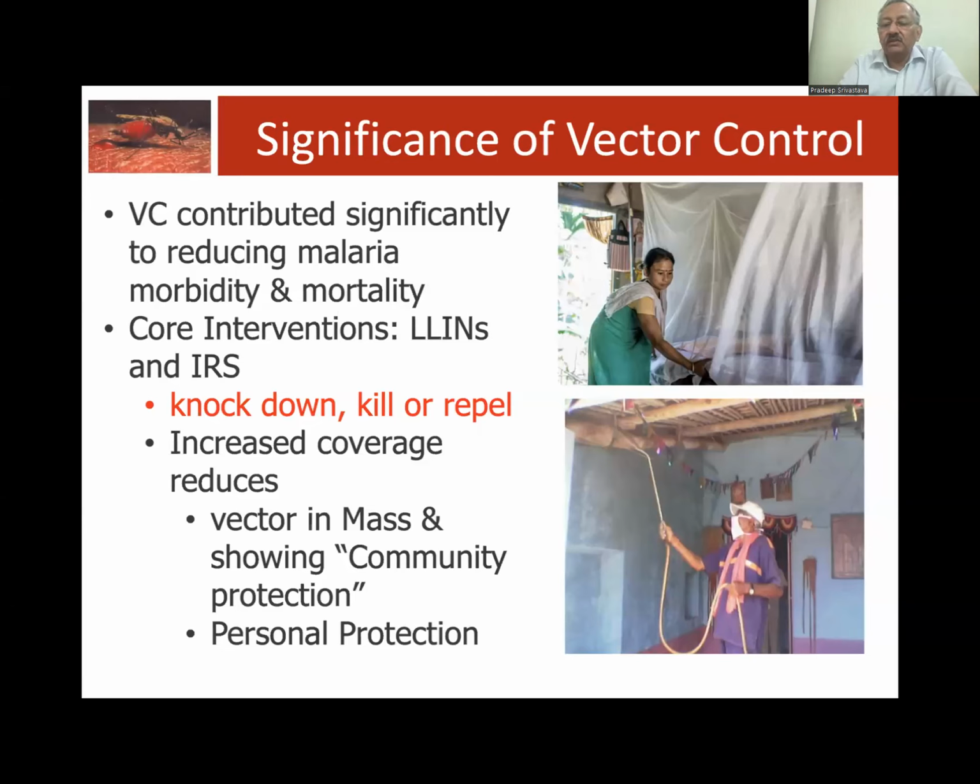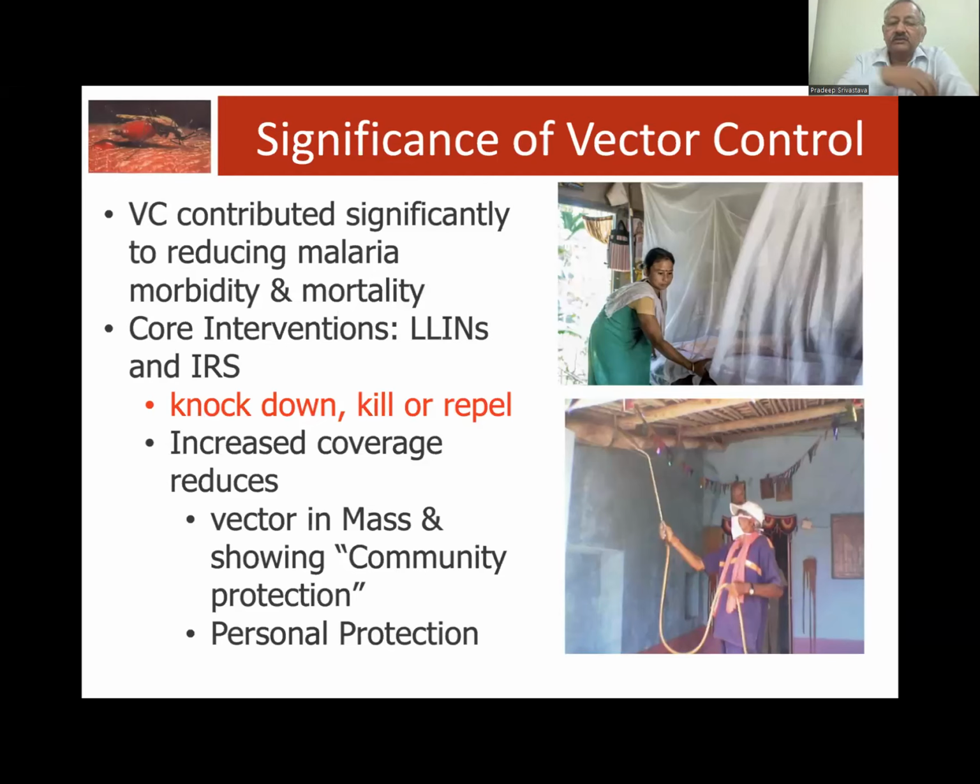Another core intervention is indoor residual spray. Indoor residual spray protects the community at large. This is very, very important, provided it is done with a quality spray. Patchy spray is not going to help. It is actually going to damage, because the mosquito will take blood and find some spots to rest, which are unsprayed surfaces.